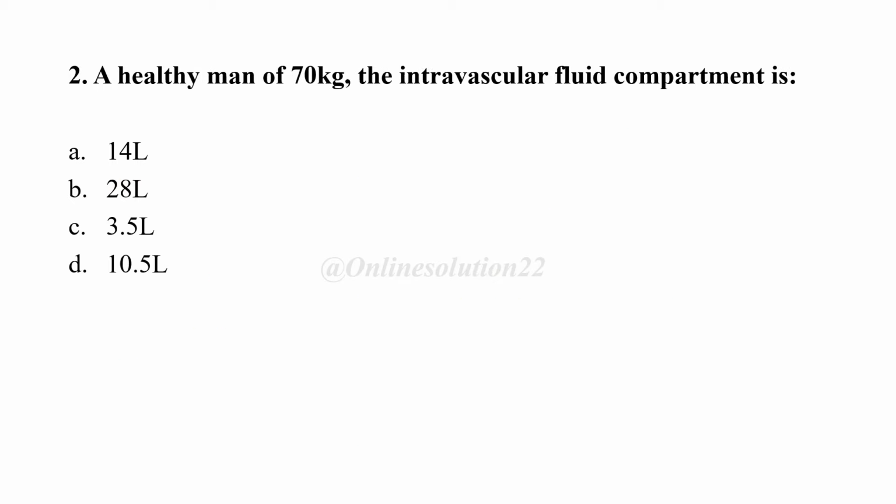Question number 2. A healthy man of 70 kg, the intravascular fluid compartment is option A 14 liter, option B 28 liter, option C 3.5 liter, option D 10.5 liter. Here first we have to find the total body water. 60% of 70, we will get 42 liter.